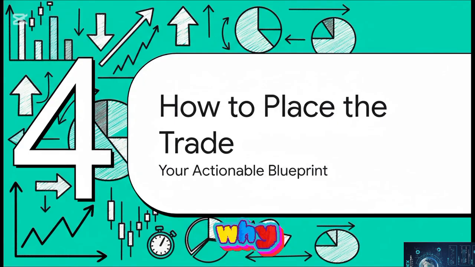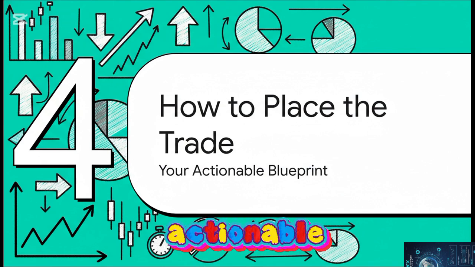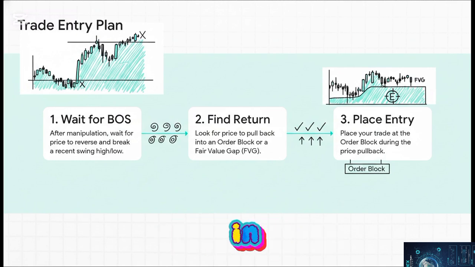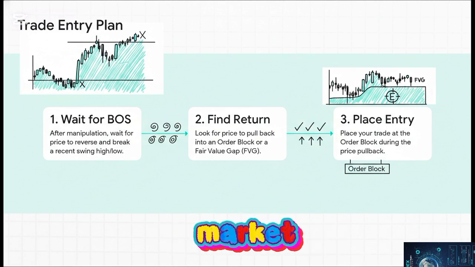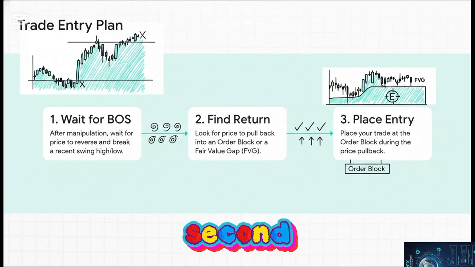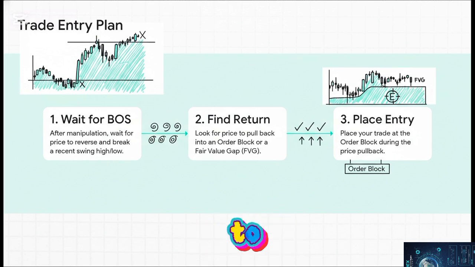Okay, so we've got the why. Now let's get into the how. How do we actually take this idea and turn it into a concrete trade? Let's build your actionable blueprint. During that New York distribution phase, we don't just jump in blind. No, we wait for confirmation. First, we wait for a break of structure. That's just the market showing its hand, breaking a recent high or low against the fake out move. Second, we look for price to pull back to a key level, like an order block or a fair value gap. And third, that pullback, that's our green light. That's where we place our entry.